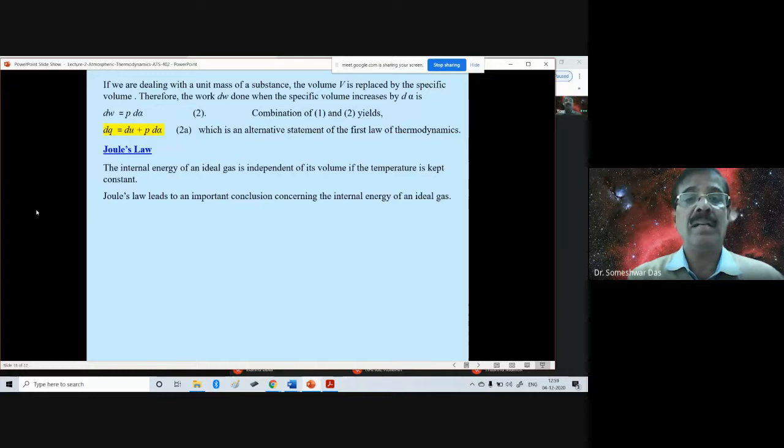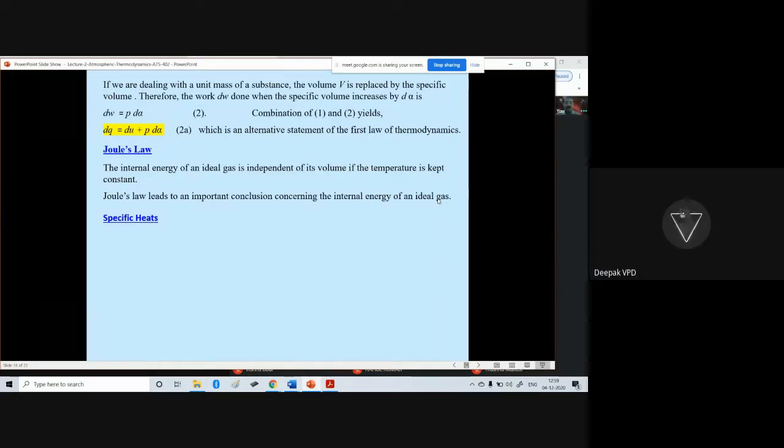Joule's law leads to an important conclusion concerning the internal energy of an ideal gas. I will just state it here briefly for continuity. Then come the specific heats. This also you have studied in your BSc physics. You must have studied the specific heats, right? Yes, sir.